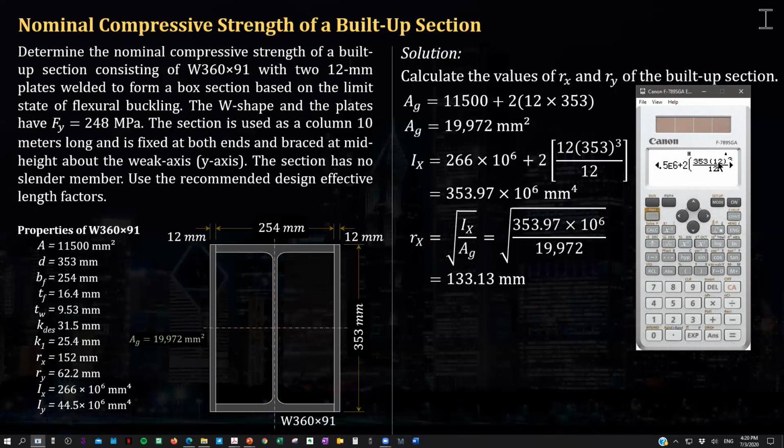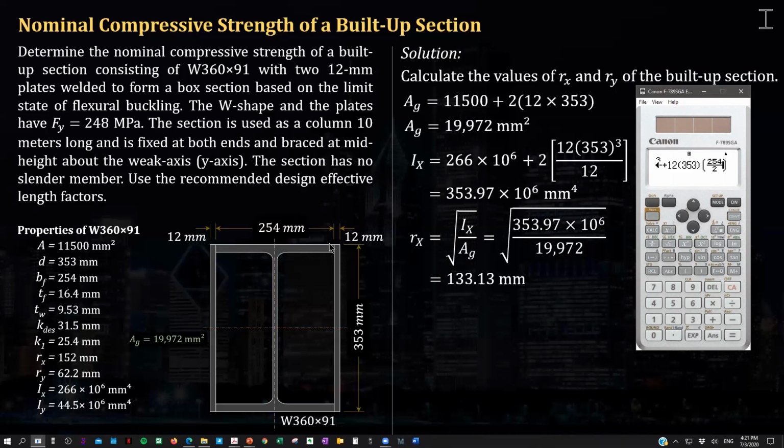But this is only the centroidal moment of inertia, so we have to add the transfer formula, Ad squared. That is 12 times 353 times the square of the distance of its centroid from the neutral axis, the y-axis. That is equal to half of 254.